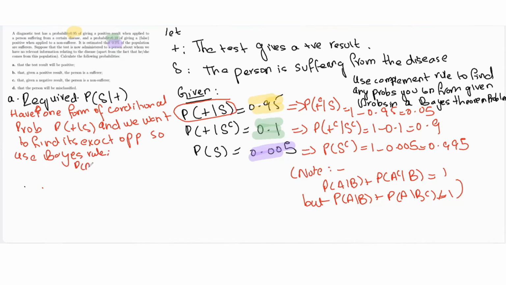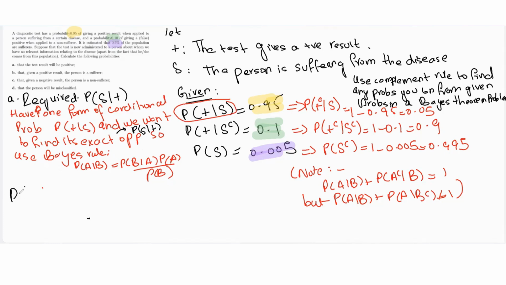Let's quickly recall. Probability A given B is probability B given A into probability of A divided by probability of B. Remember, if you want to find an unconditional probability by conditioning on mutually exclusive and collectively exhaustive events like we did in part A, use the total law of probability. Bayes will be used when we're given one form of conditional probability, like in this case probability of positive given sufferer, and you want to find its exact opposite. Exact opposite in this case is probability S given positive. So we'll use Bayes rule here.